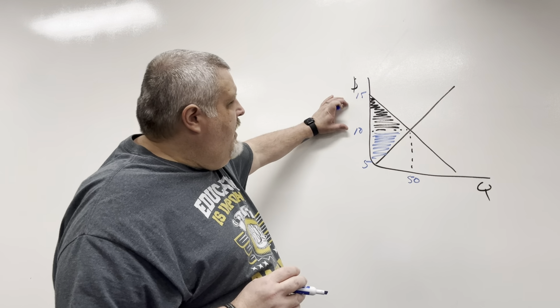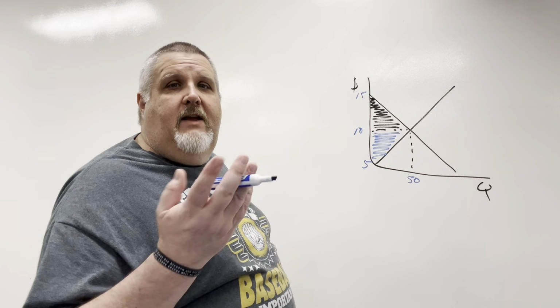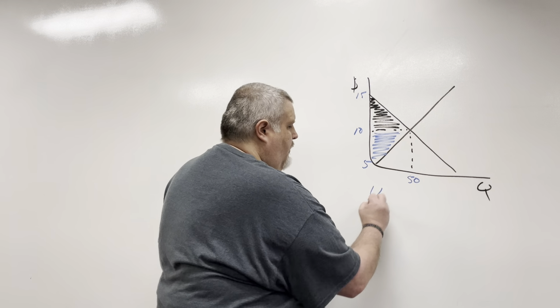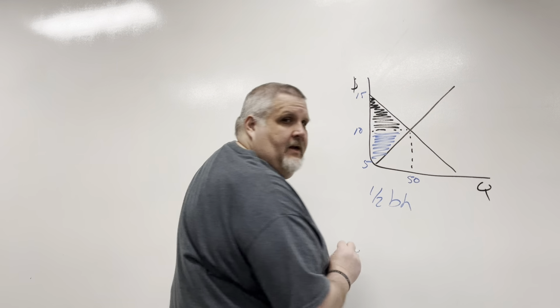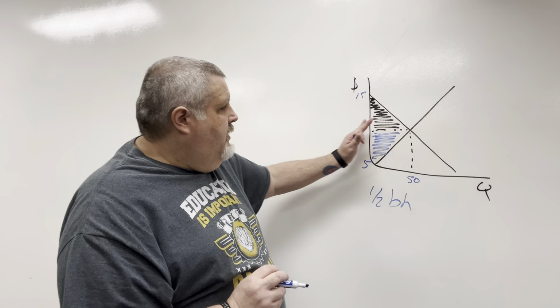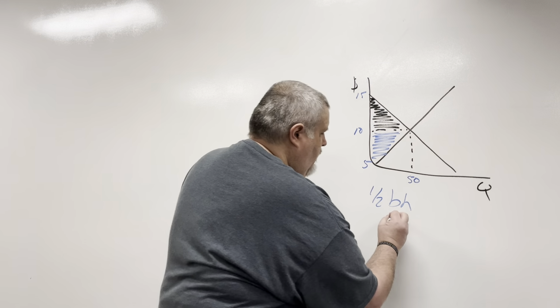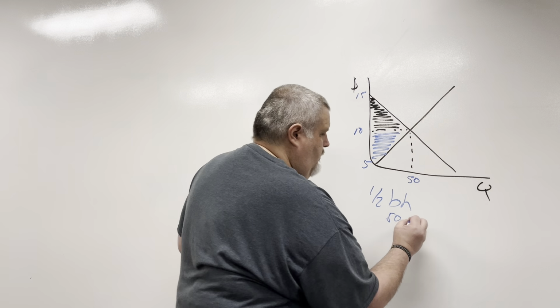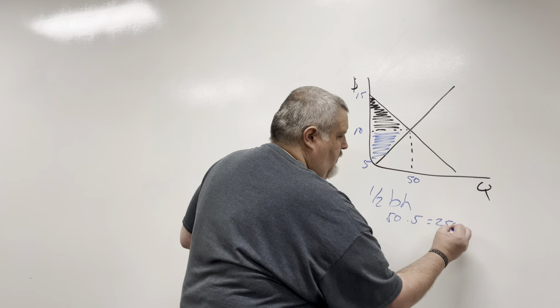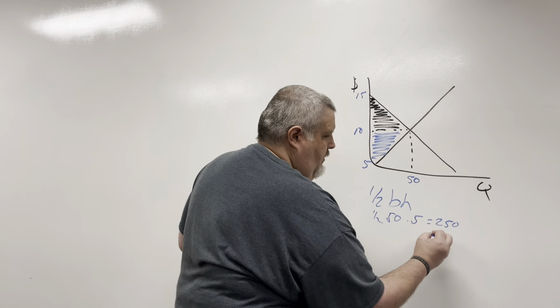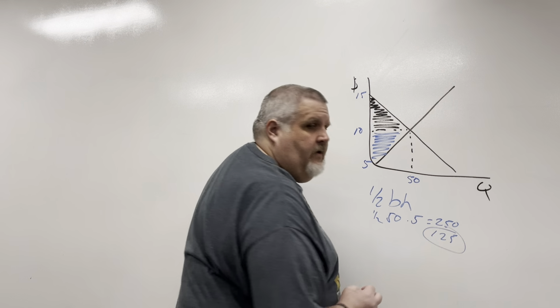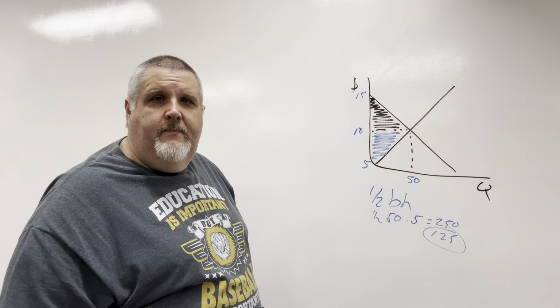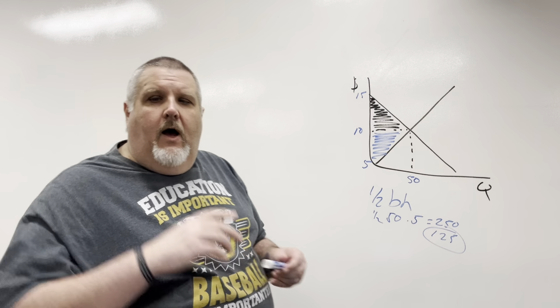Well, we want to just find the area of this triangle. How do you find the area of a triangle? It is 1/2 base times height, right? What's our base? 50. What's our height? 5. 250. And we want 1/2 of that. 125 is our consumer surplus. Okay? It's as simple as that, guys.